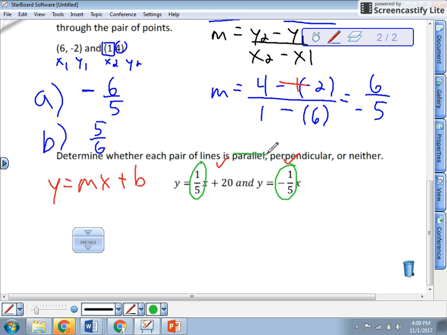Now, are they opposite? Yes, they are opposite. One's positive, the other is negative. But are they reciprocals? Are they flipped? They're not. So it's not perpendicular, so in this case, it would be neither. So there you have a little review on vertical and horizontal lines and the difference of slopes between parallel and perpendicular lines.